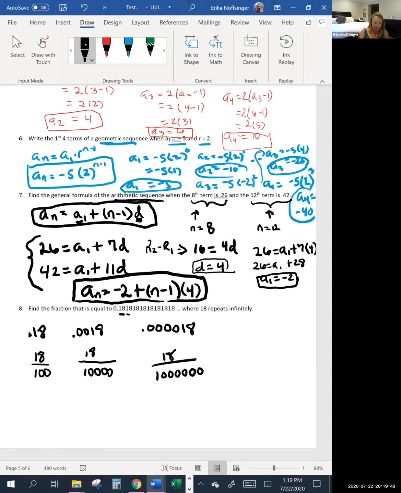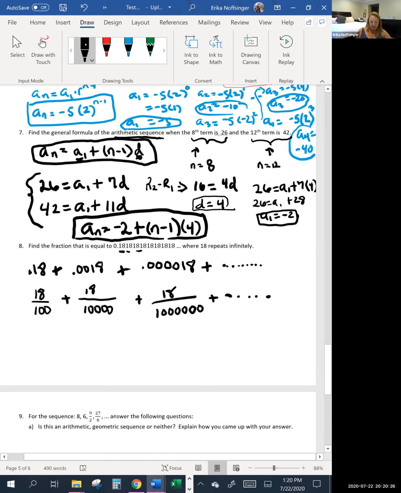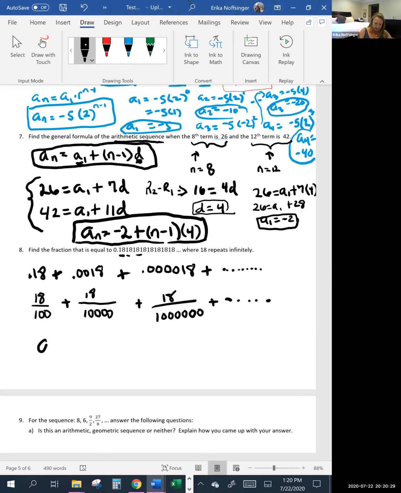Notice if I look at 0.18 plus this 0.0018 plus this 0.000018, I would be getting back this number, and I need to go on for this forever. So I noticed that my numerator is always equal to 18.